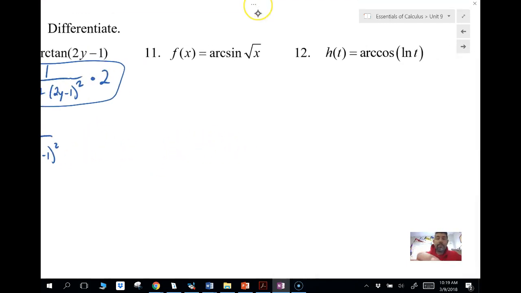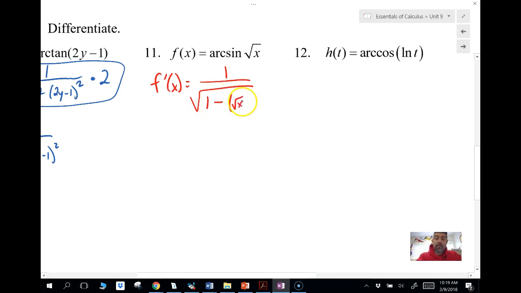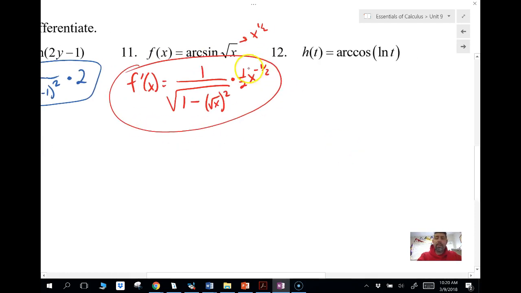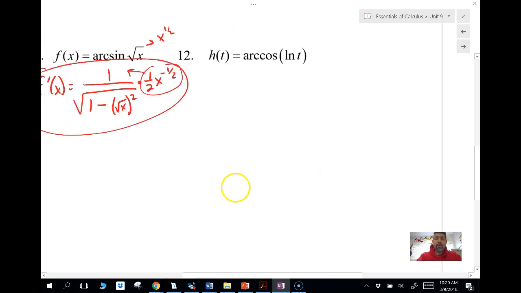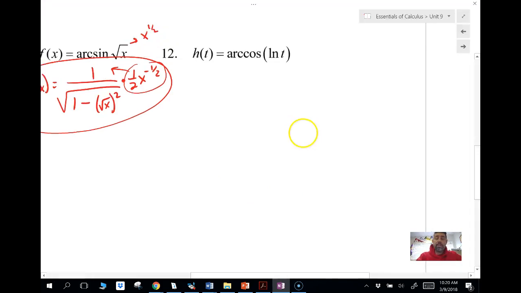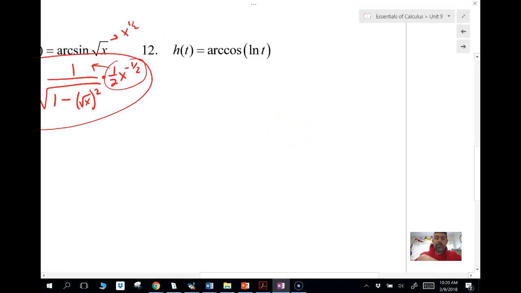Example 11. F prime is going to be, what's the derivative of arc sine? The derivative of arc sine is 1 over the square root of 1 minus x squared, where x is the square root of x, times the derivative of the inside. The inside is x to the 1/2, and its derivative is 1/2 x to the negative 1/2. We'll go ahead and leave that like that. If you want to, you can put it on top here, but that's more work than we need to do right now. Number 12, again, if you don't have to simplify, don't, at least for the AP exam.